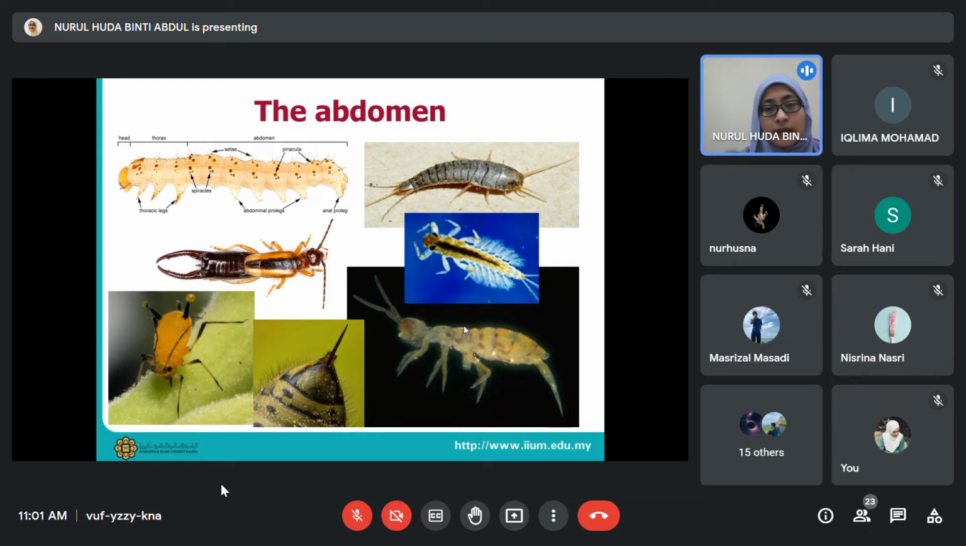And here is the picture of an abdominal gill on mayfly larvae. This is mayfly larvae, the one that lives in the water. So here, if you look, it looks like feathers, right? This is the gill, and this is the abdominal filament in Thysanura or silverfish.